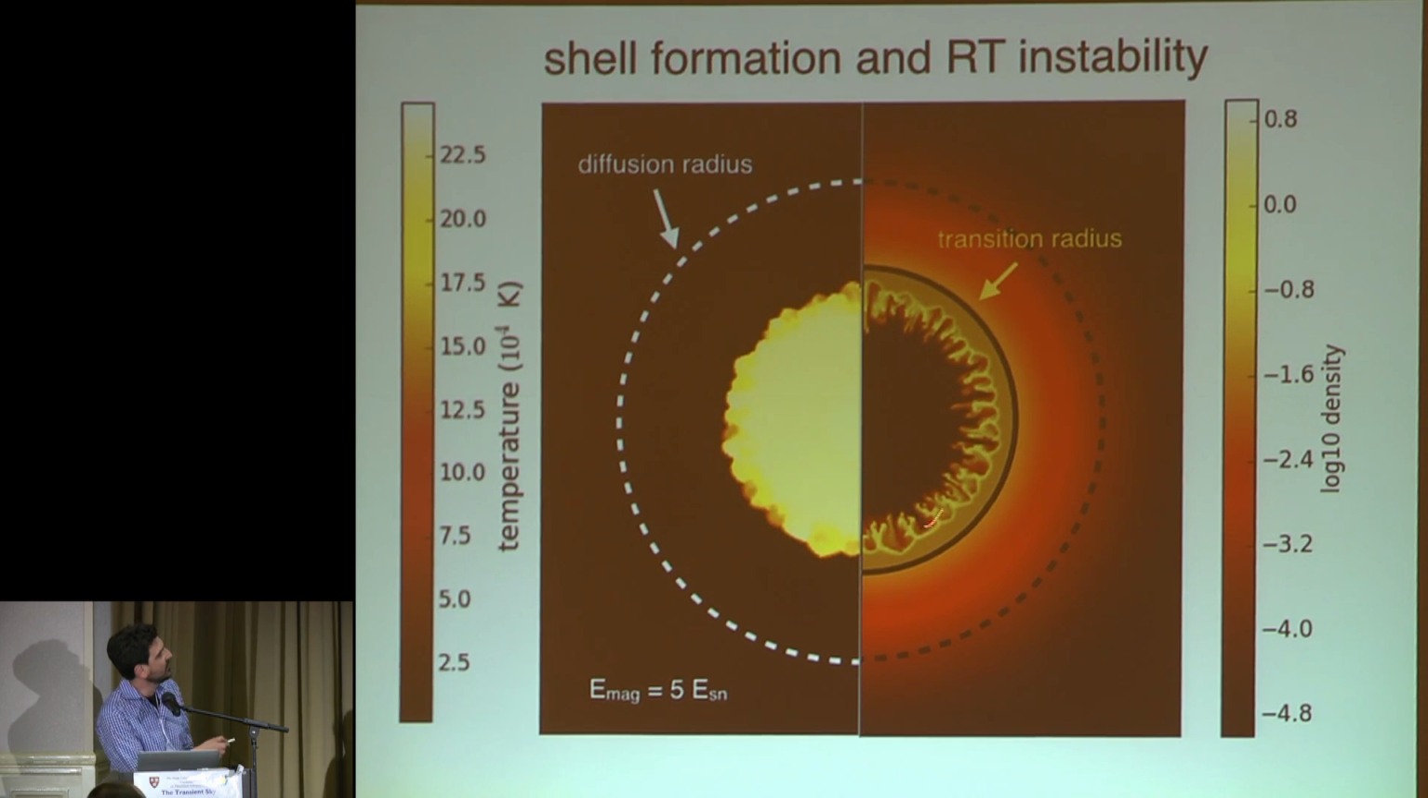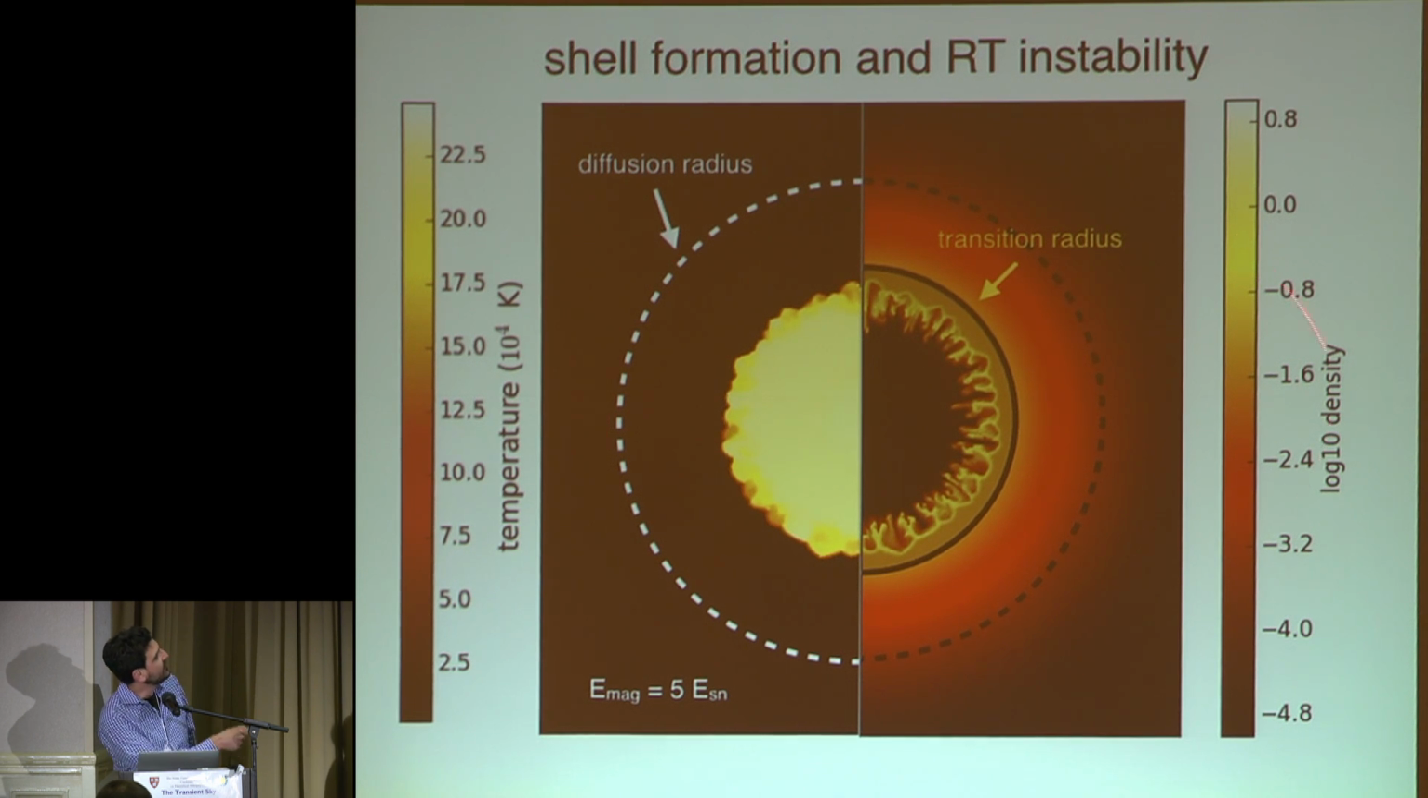To first order, it looks like the 1D model. You have this empty cavity inside and you have this dense shell, but now that shell's been smeared out due to the Rayleigh-Taylor instability. And there are two important radii to keep in mind. One is this transition radius, which marks where the ejecta steepens and falls off. And once the shock passes that, it's going to start to accelerate away.